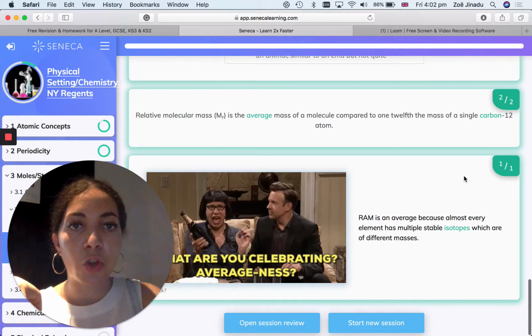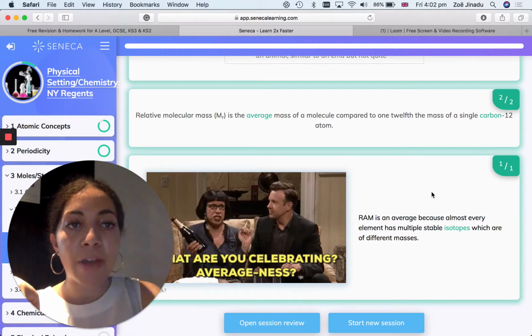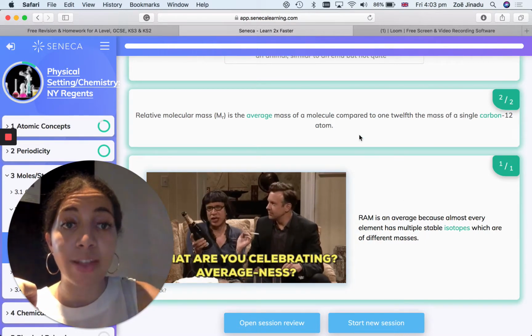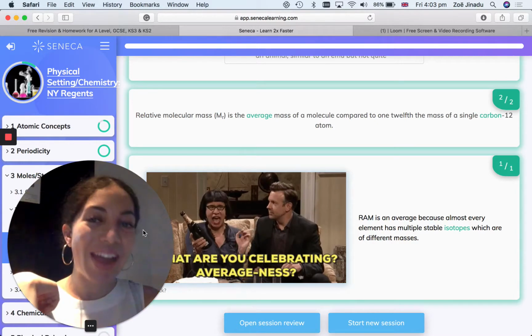Okay, relative atomic mass is the average because almost every element has multiple stable isotopes which are of different masses. Okay, that's all for today.